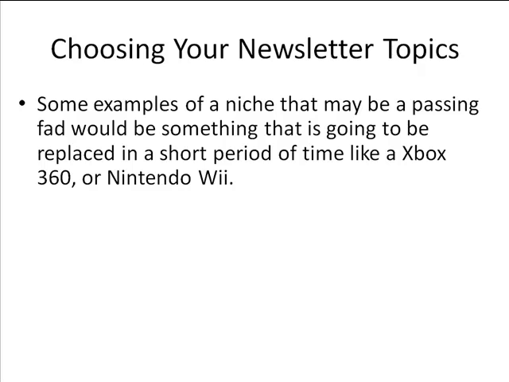Some examples of a niche that may be a passing fad would be something that is going to be replaced in a short period of time, like an Xbox 360 or a Nintendo Wii niche. Those are niche markets that will go in and out within a year to 2 or 3 years. So what you want to look for on the long-term scale is niche markets such as weight loss, dog training, fitness, internet marketing, make money online, business opportunities, those kinds of niche markets that have been around for years and that will be around for years to come. So you want to make sure that you can separate that out.